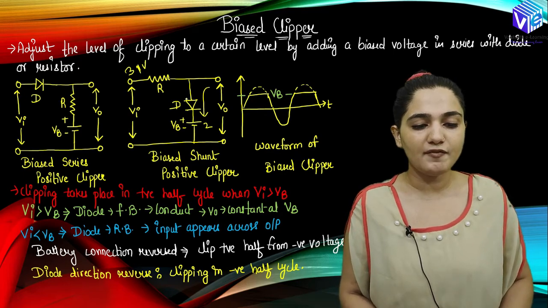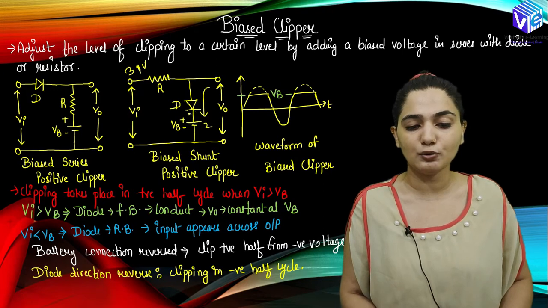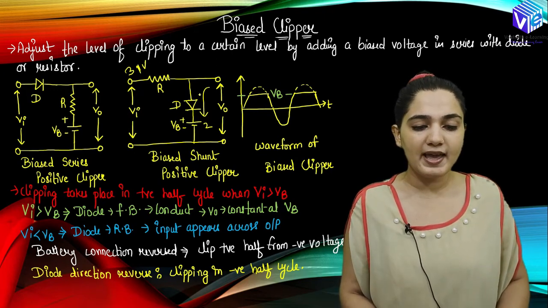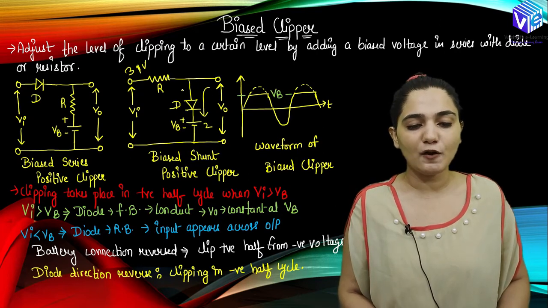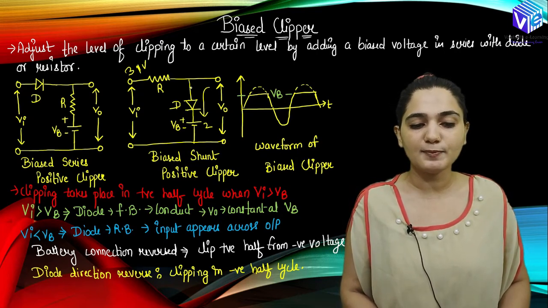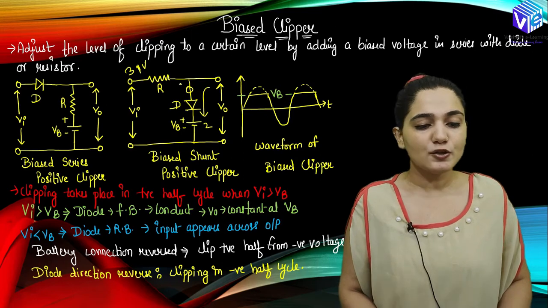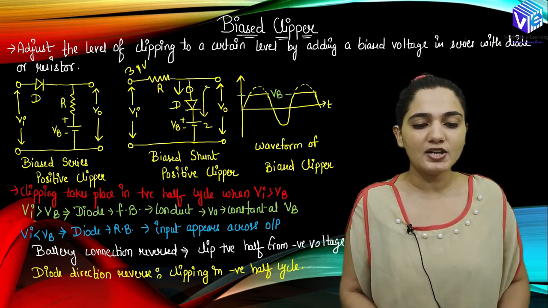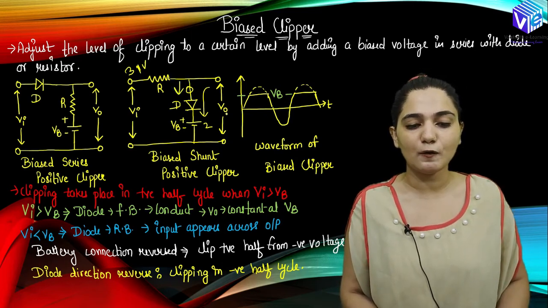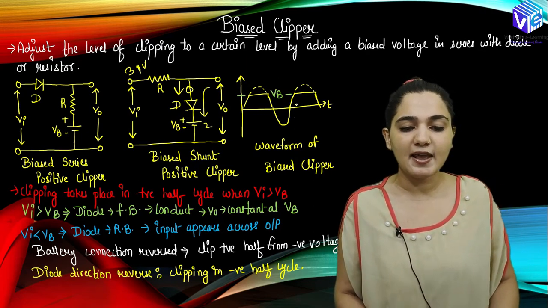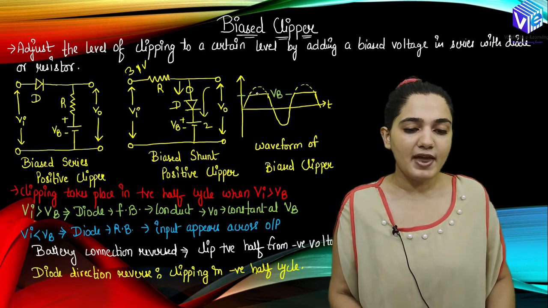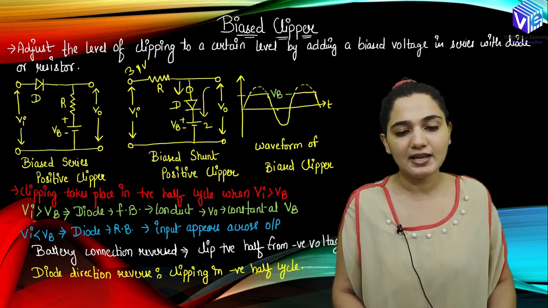So now we will have the negative side connected to the P terminal and the positive side connected to the N terminal. The diode will behave as a reverse biased circuit. When the diode is reverse biased, this branch is open, so no current will flow through it, and the input will directly appear at the output. V input is equal to V output, so we get the same signal when we have a voltage lesser than VB.